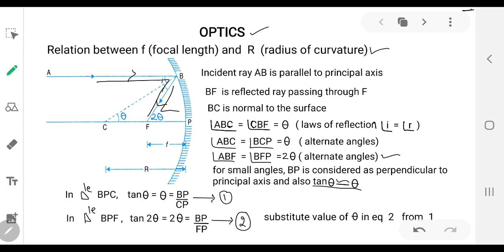Now, to derive further, we are taking some approximations, that is, for small angles, we are considering the point B is very close to the principal axis. The incident ray is very close to the principal axis, so that the point B is very close to P.